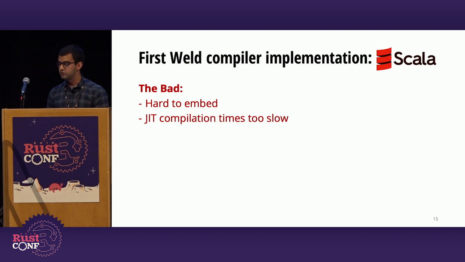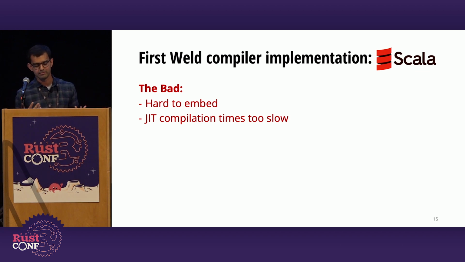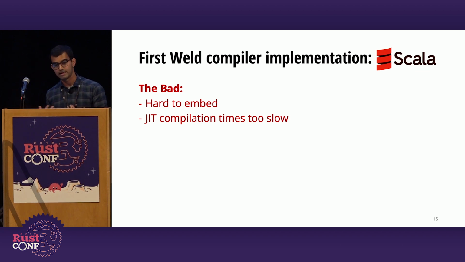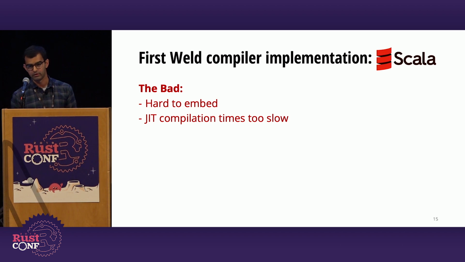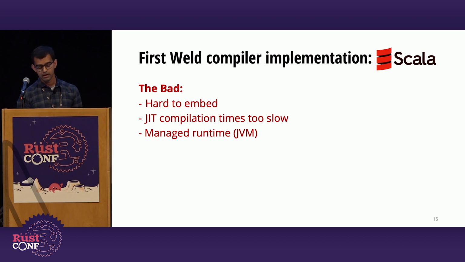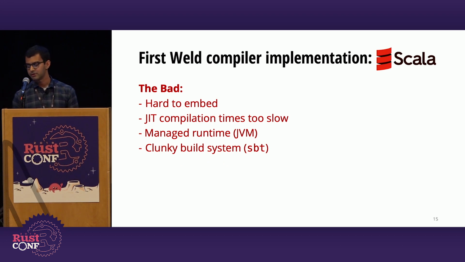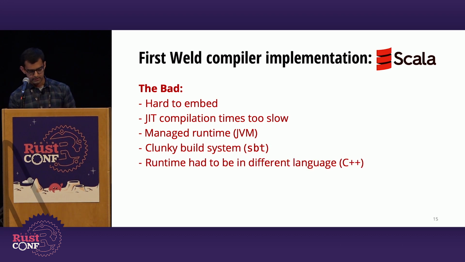Auxiliary reasons: JIT compilation times we also found were pretty slow for larger programs. For smaller programs, it didn't really matter. This was just due to the fact that we were actually interpreting code, and usually we weren't running things enough for the JVM to compile things to native code. We had a managed runtime, which feeds back into the first reason, but it also makes things like writing FFIs very difficult. It had a pretty clunky build system. I don't know if anyone's ever tried to use SBT here, but I'm not going to say more about it.